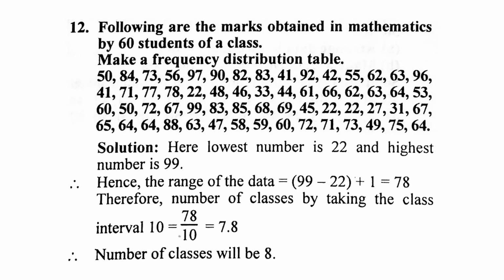Here the lowest number is 22 and the highest number is 99. Hence the range of data is highest number minus lowest number plus 1, that is 78. Therefore, the number of classes, by taking the class interval 10, equals 78 by 10, that is 7.8. Therefore, the classes will be 8.